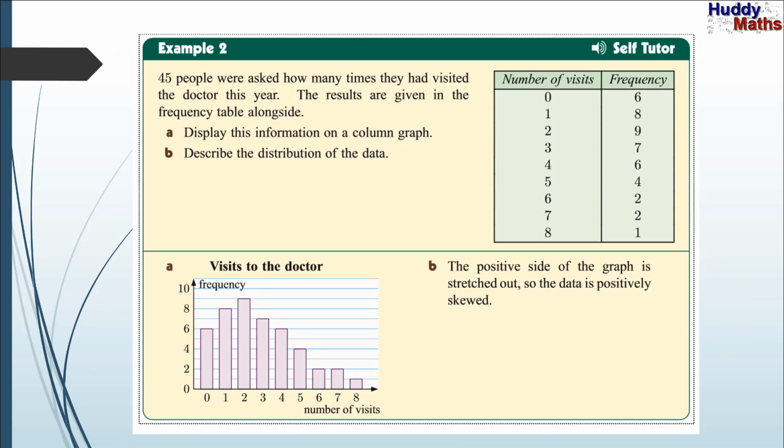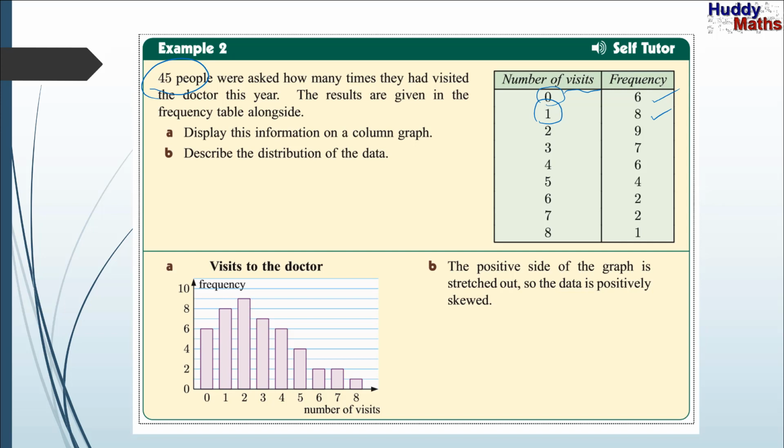All right. So here we've got a bit of data here. Now this is discrete data, isn't it? Number of visits to the doctor. So you can't have 1.5 visits. And how many times did people go no times to the doctor? There were 6 people who went no times to the doctor, didn't go at all that year. Once there were 8 people. And so it was a total of 45 people were all asked how many times they went to the doctor.